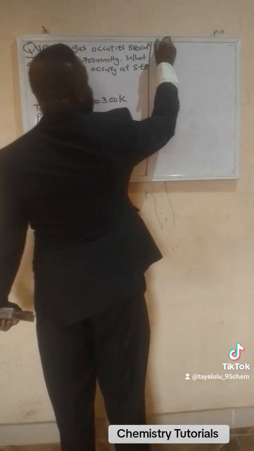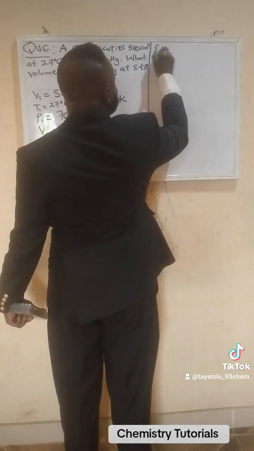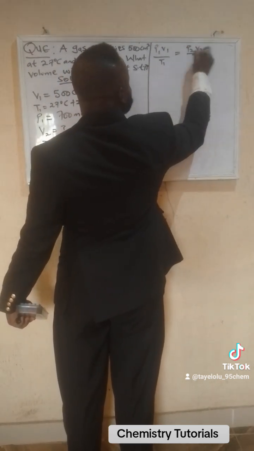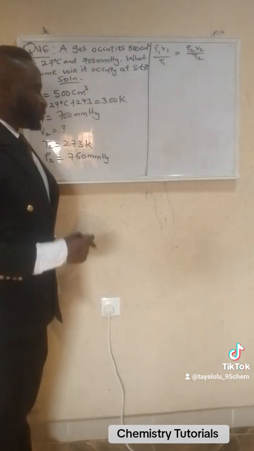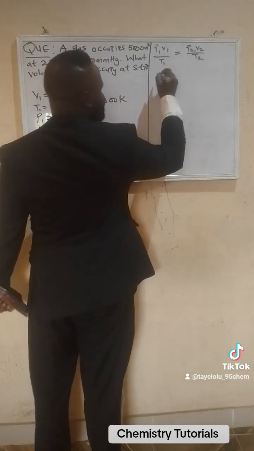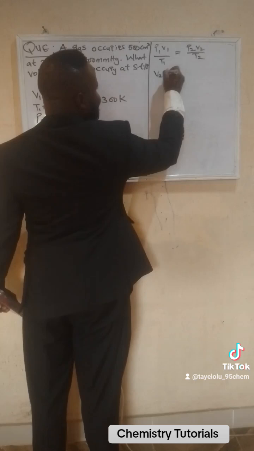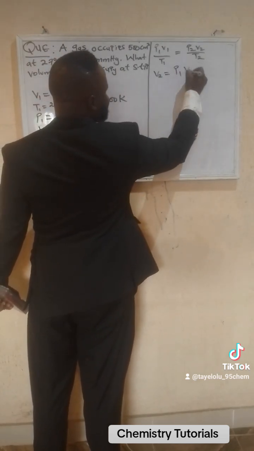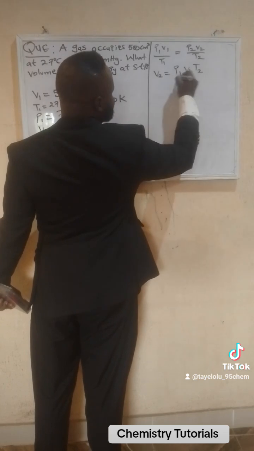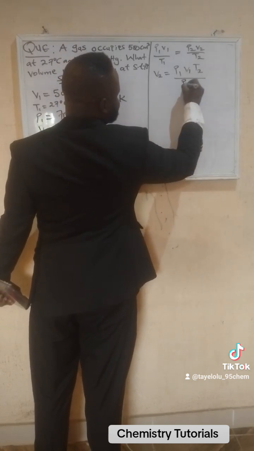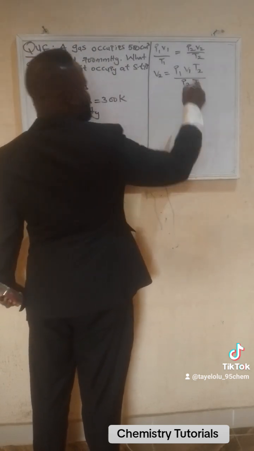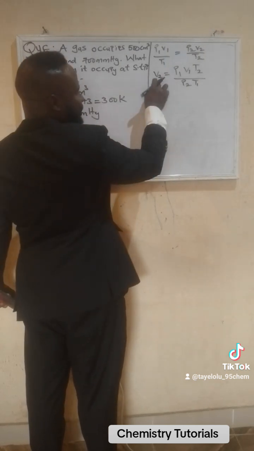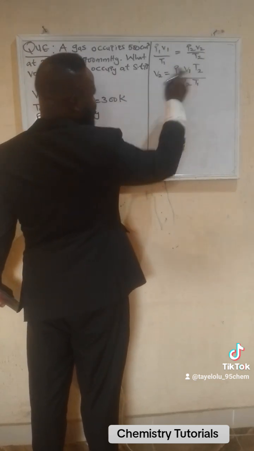So the general gas equation formula now is P1V1 over T1 equals P2V2 over T2. So I will make V2 subject of formula from here. And you agree with me that if I make it subject of formula, I'm going to have P1 V1 T2 all over P2 T1. All you have to do first is cross multiply, then divide by the coefficient of V2. You are going to have this.